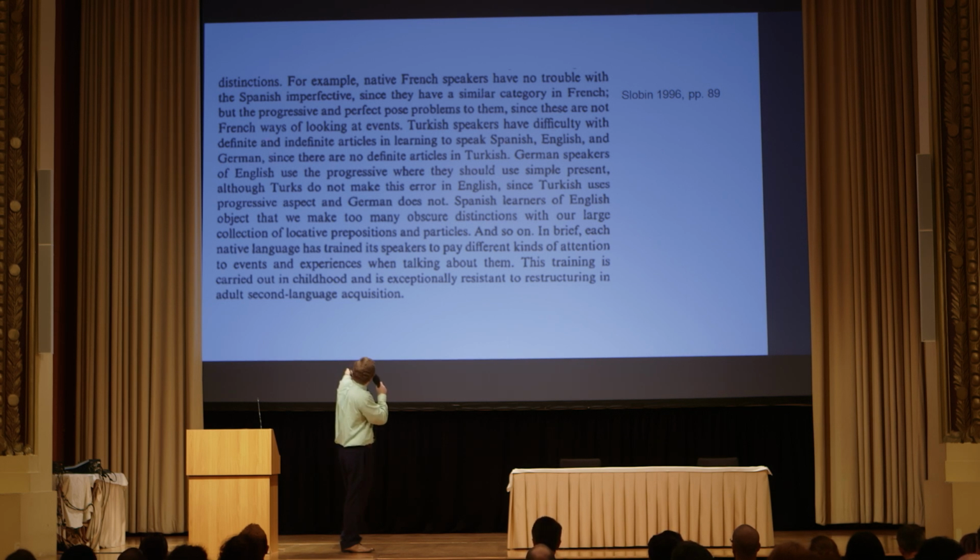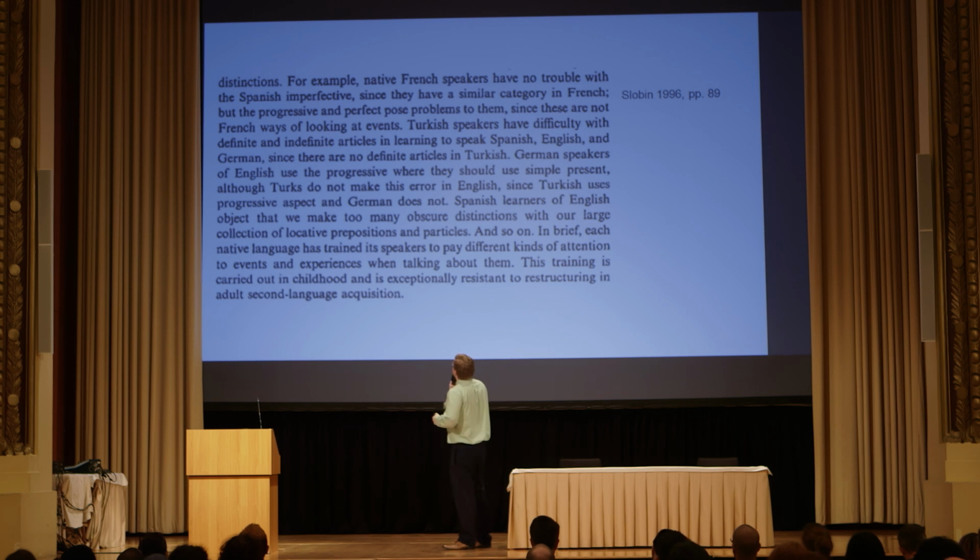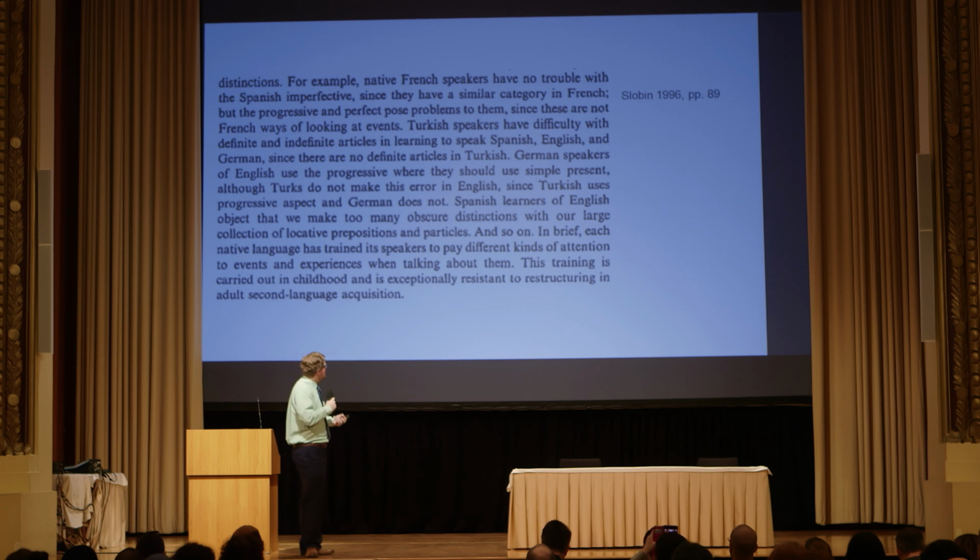Turkish speakers have difficulty with definite and indefinite articles in learning to speak Spanish, English, and German, since there are no definite articles in Turkish. Of course, I don't speak that. You can correct me if that's wrong. German speakers of English use the progressive where they should use the simple present. So you sort of understand what the concept is here. Because certain languages lack certain concepts, you're putting your native language's schema, your native language's system, and a lot of times culture, onto a foreign language, and that is often why, when learning a foreign language, you might sound a little bit unnatural, a little bit incorrect, grammatically, culturally, etc.